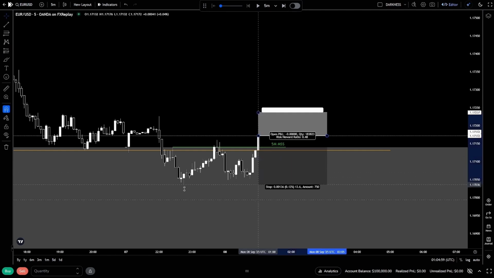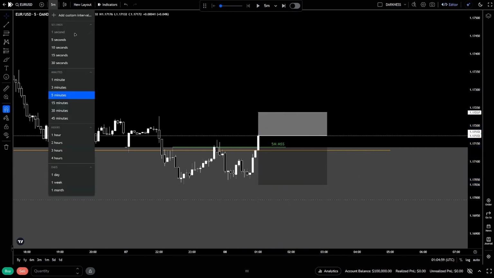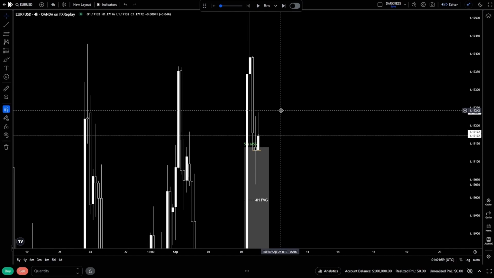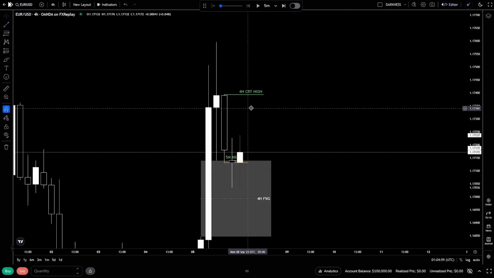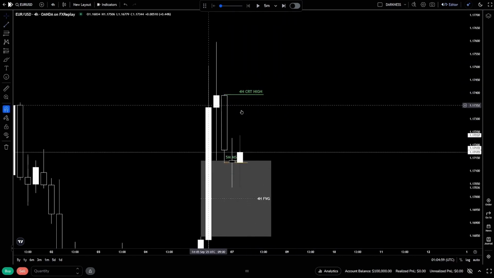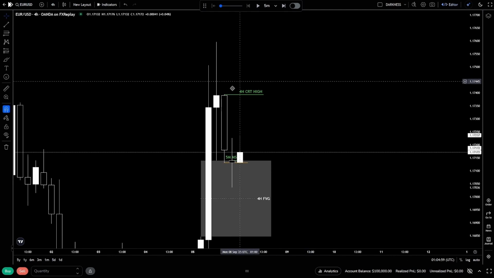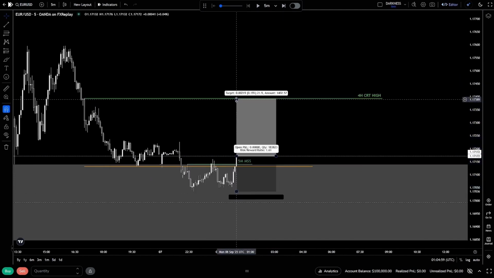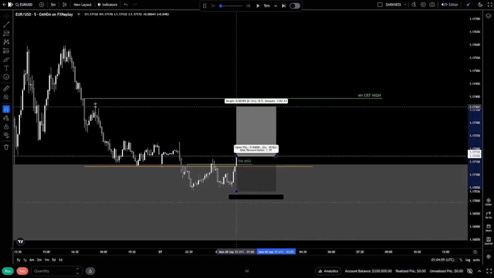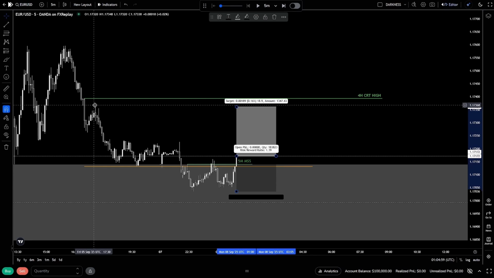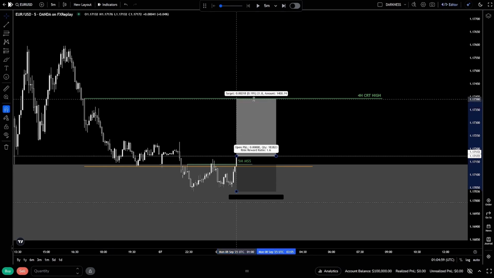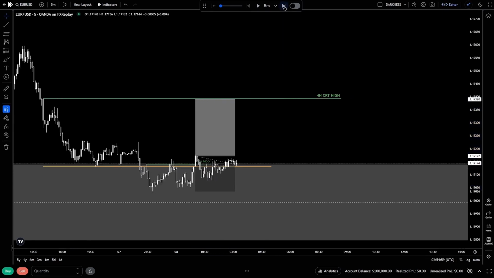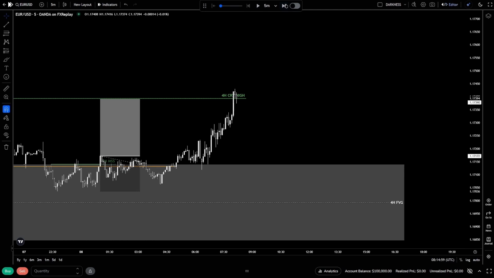Stop loss here. And we can target a 4-hour CRT high. So right there, we'll talk about CRT in next videos. You can target even these highs, depends on the risk to reward you want to achieve. But I will stick to the CRT. As you can see, the position took a lot of time, but it finally hit take profit.